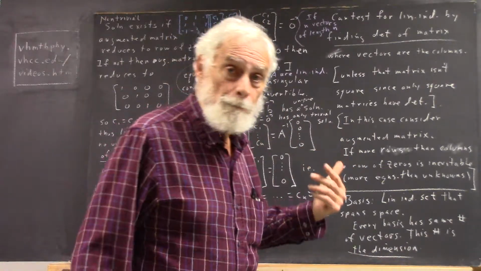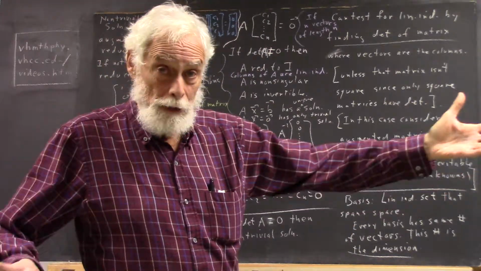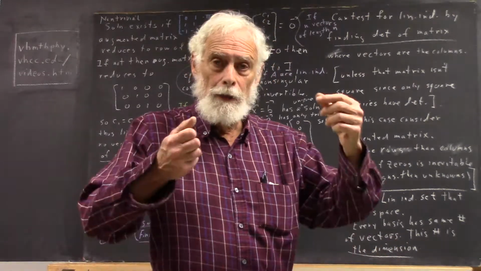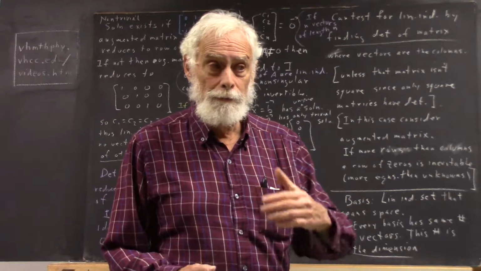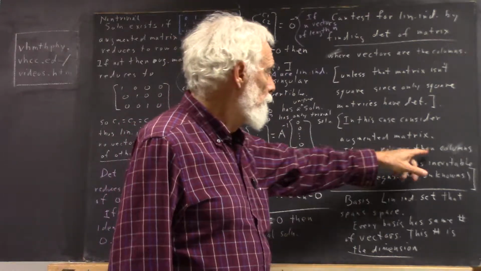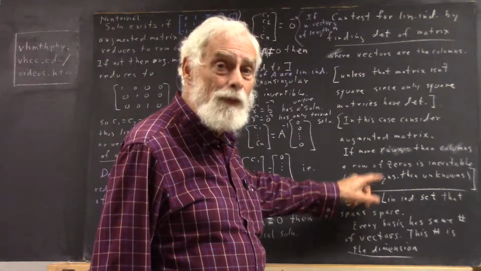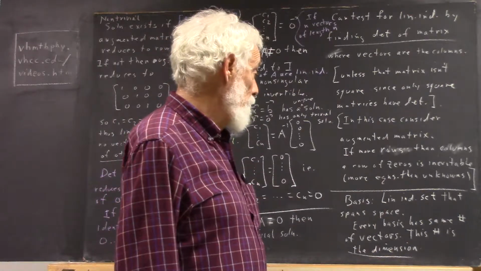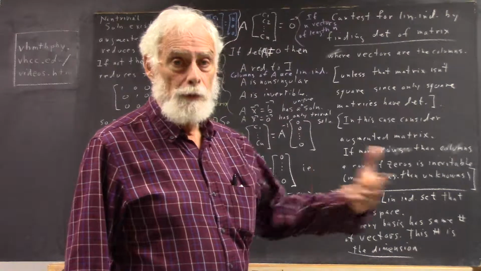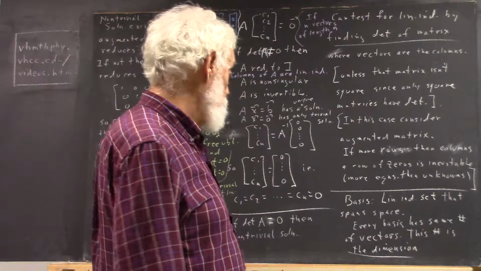Okay? Now, the augmented matrix might reduce to where you have a row of zeros. That could happen. But it can't happen if you have more rows than you have columns. Okay? If you have more rows than columns, then a row of zeros is inevitable. And you need to think about what that means and check that out. It means that you have more equations than you have unknowns. It's overdetermined. You are going to end up with non-trivial solutions.